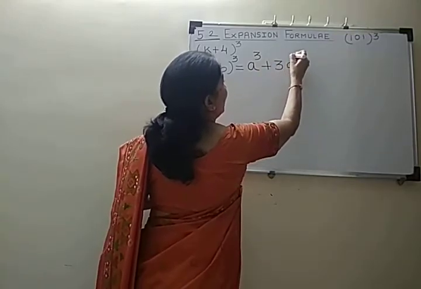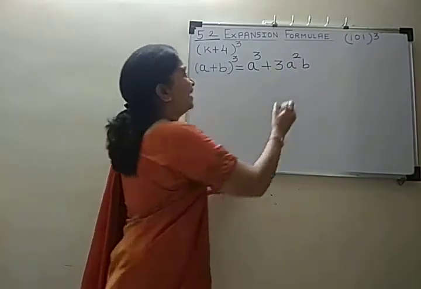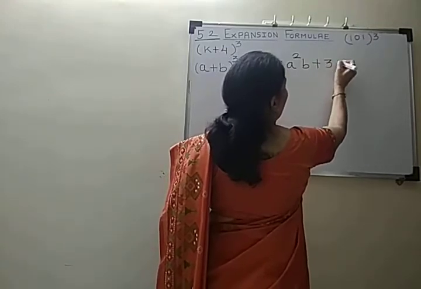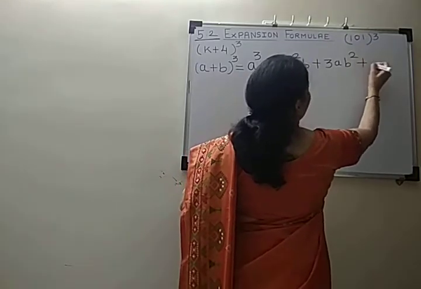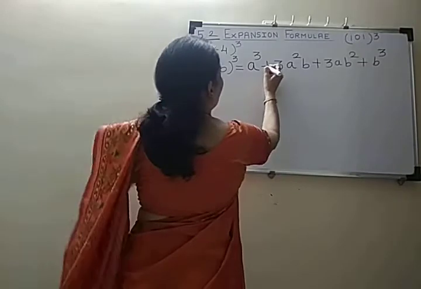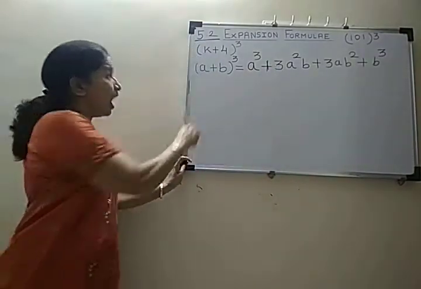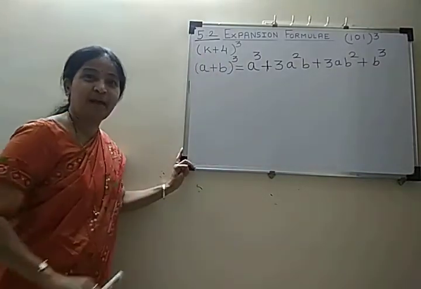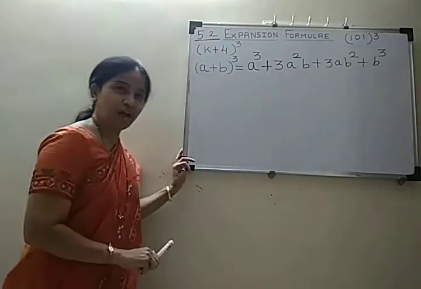3a square b, plus 3ab square, plus b cube. So, how to apply this formula? How to get the answer for this example? So, try to study the formula.